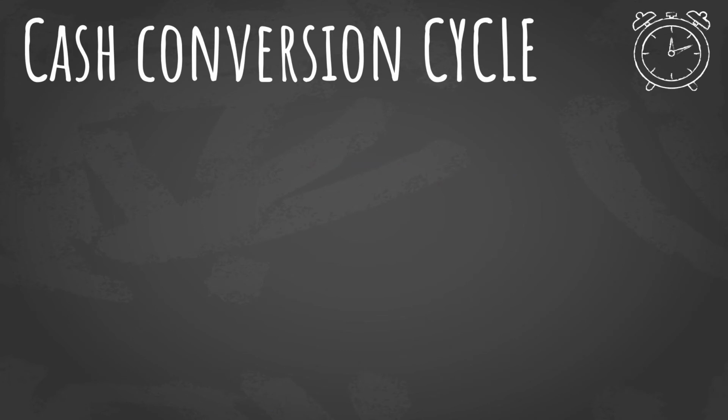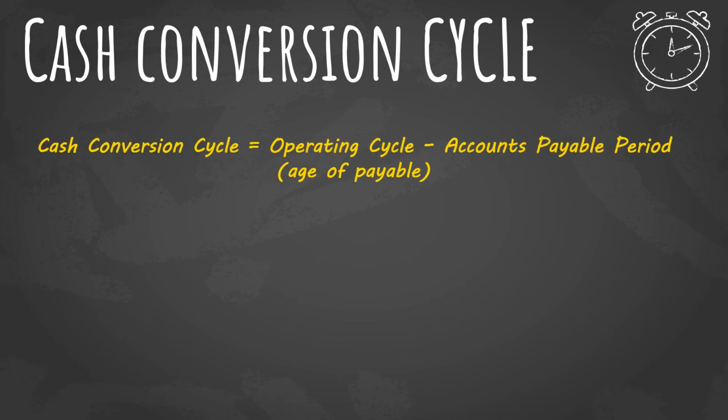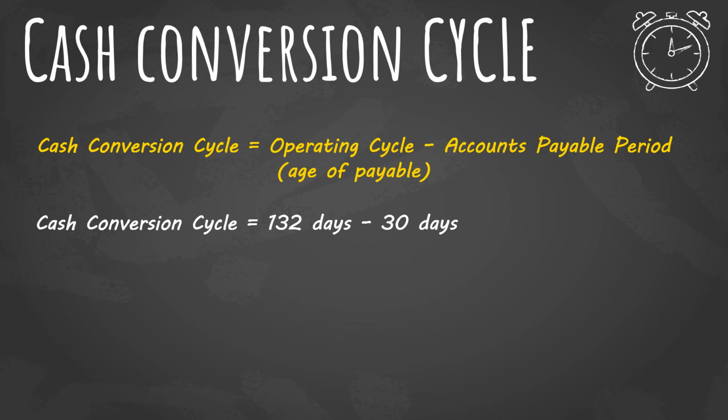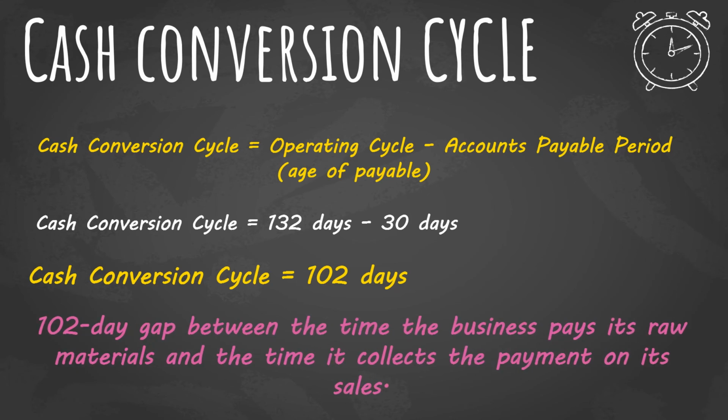Now that we already identified the operating cycle and the accounts payable period, or the age of payable, we'll be able to get the cash conversion cycle of accounting period 2014. Operating cycle minus accounts payable period: we have 132 days minus 30 days, then we'll get 102 days. The interpretation is a 102-day gap between the time the business pays for its raw materials and the time it collects the payment on its sales.